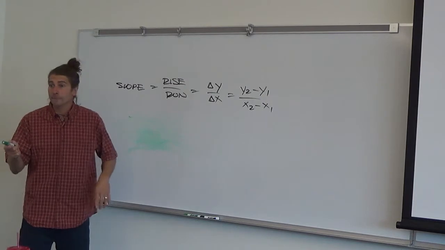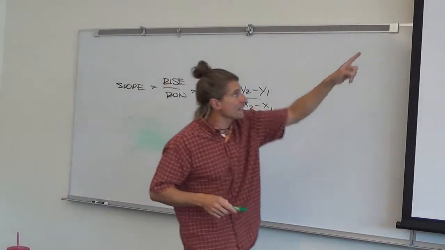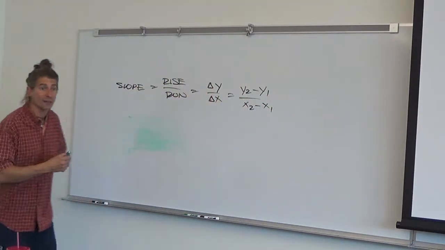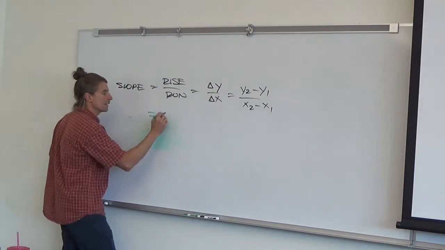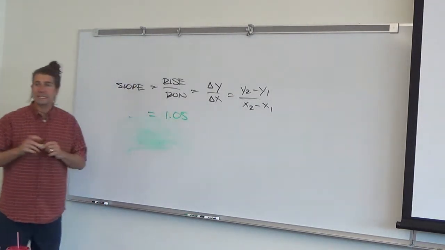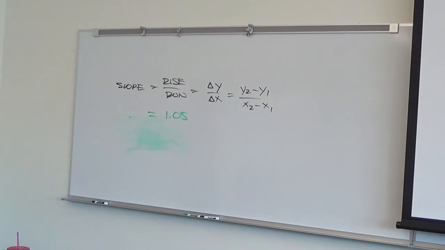Cool. So anyway, our slope, therefore, is 1.05. Please tell me what it means. And you see how it says in context? I'm big on context. I love math. You know that. But I want to know what it means in context. Josh, go. So, the rise divided by the run equals 1.05.